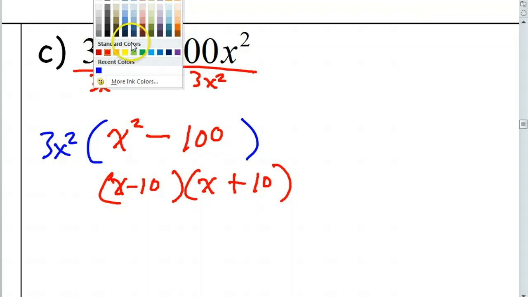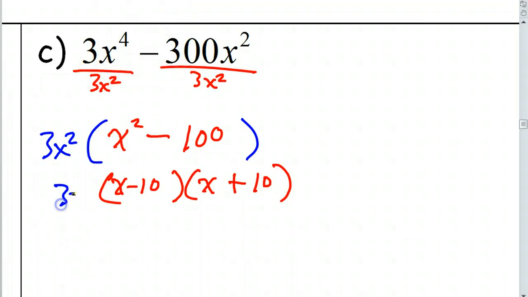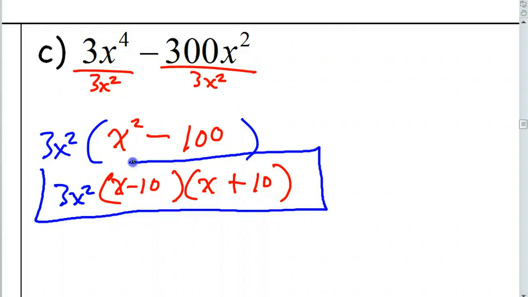And of course, you bring down your 3x squared. So don't forget to keep going when you can. That was a common mistake on the last test. So there's your answer to part C. Any questions right there?